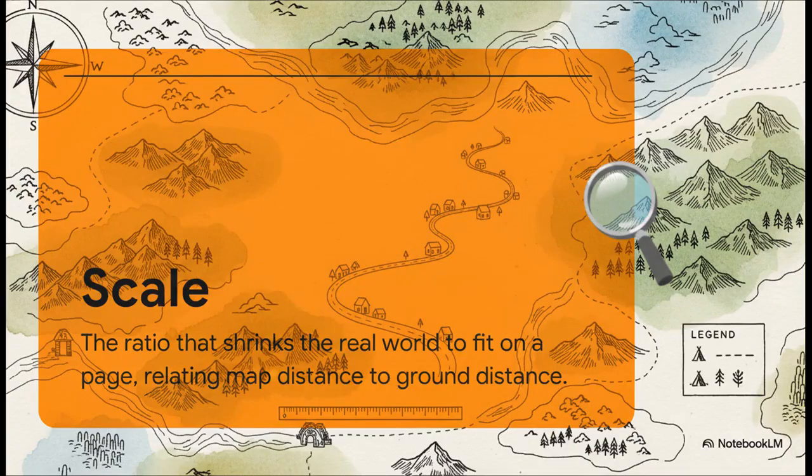Okay, next up is scale. And this is where the magic really happens. I mean, you can't draw the world at its actual size, right? You'd need a piece of paper the size of, well, the world. Scale is the brilliant solution that shrinks everything down to fit on the page. It's a simple ratio that tells you exactly how much smaller the map is than the real thing.